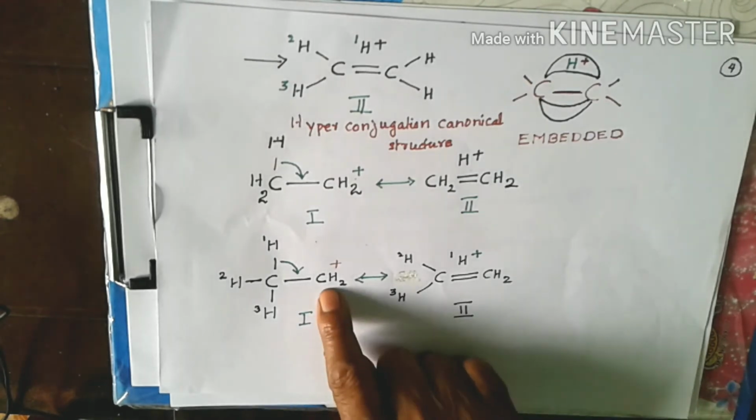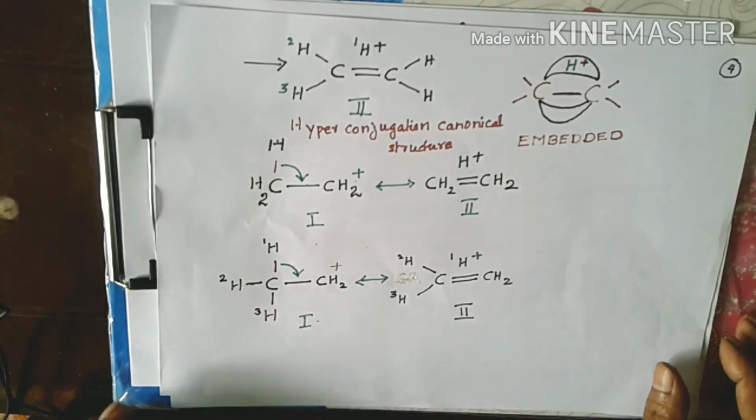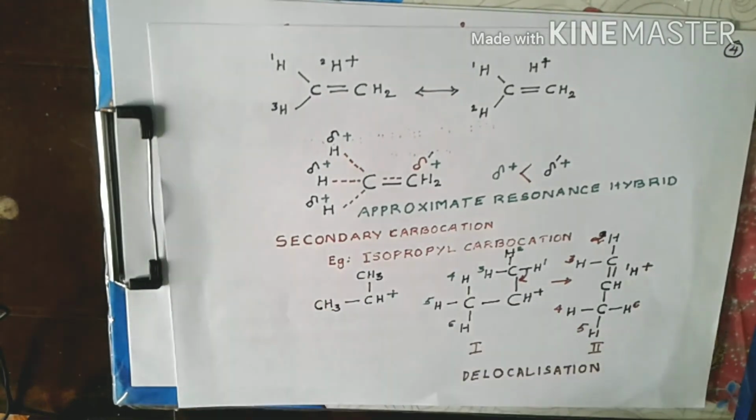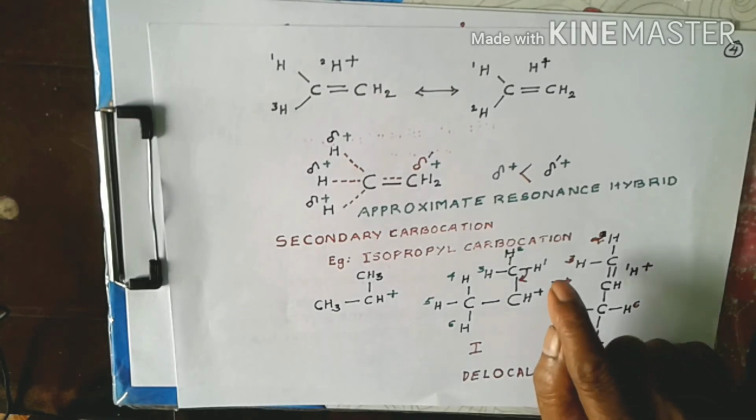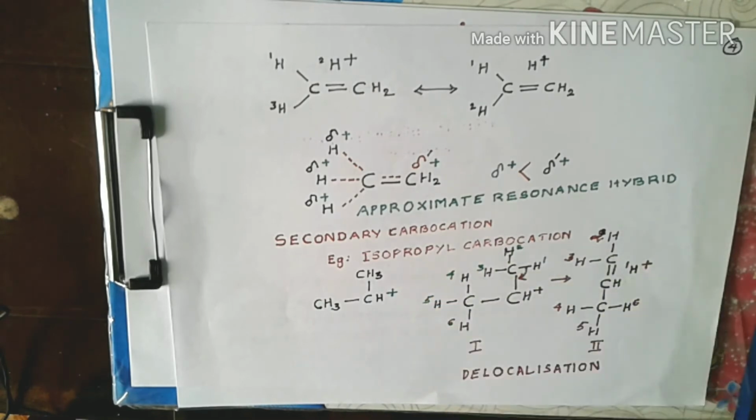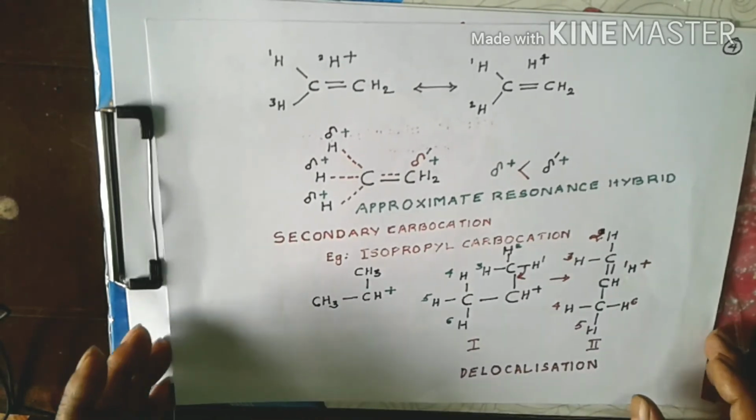Now again, this carbon is a primary carbon because it is directly bonded to only one carbon. So when a carbon is directly bonded to only one carbon or no carbon, it is called a primary carbon. When a carbon is connected directly to 2 other carbons, we call it a secondary carbon. And in a secondary carbocation, since there are 2 methyl groups and a total of 6 hydrogen atoms connected to the carbons of the methyl groups, we can say 6 hyperconjugation canonical structures are possible.